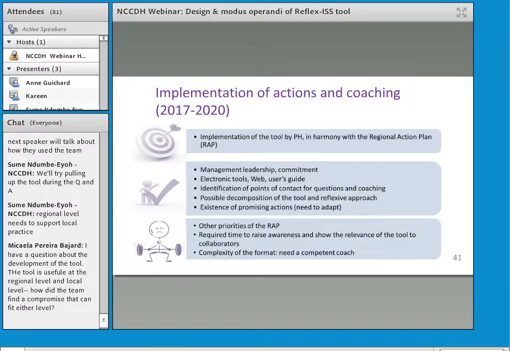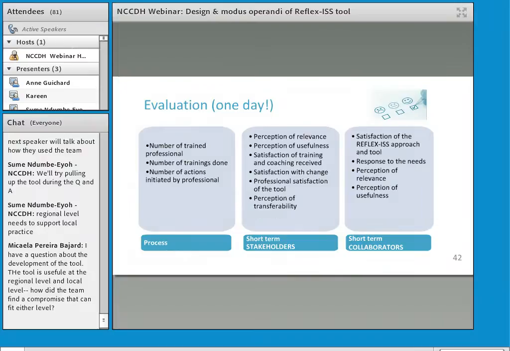We put it as a priority. So we're getting more and more people involved in the tool and in the approach. And one day we hope we will evaluate the tool and evaluate how we did with it. We want to do a process evaluation to see how many professionals at the regional level were trained, eventually at a local level also.